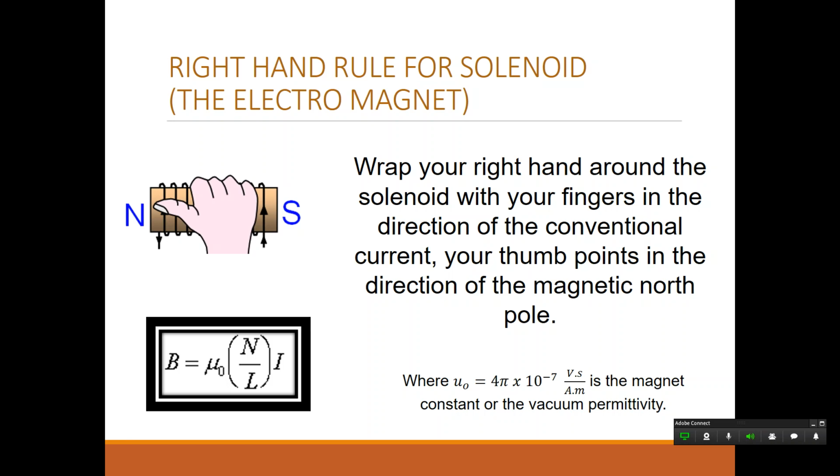And here we have the strength of the magnetic field B from a solenoid. This value n is what's really important. This is the number of loops. This is the strength of the current. And this is the length of the solenoid.